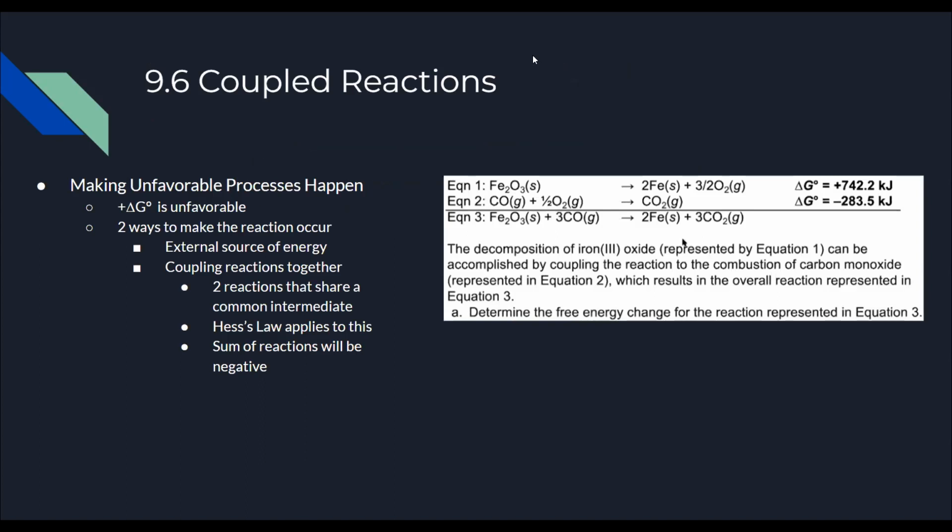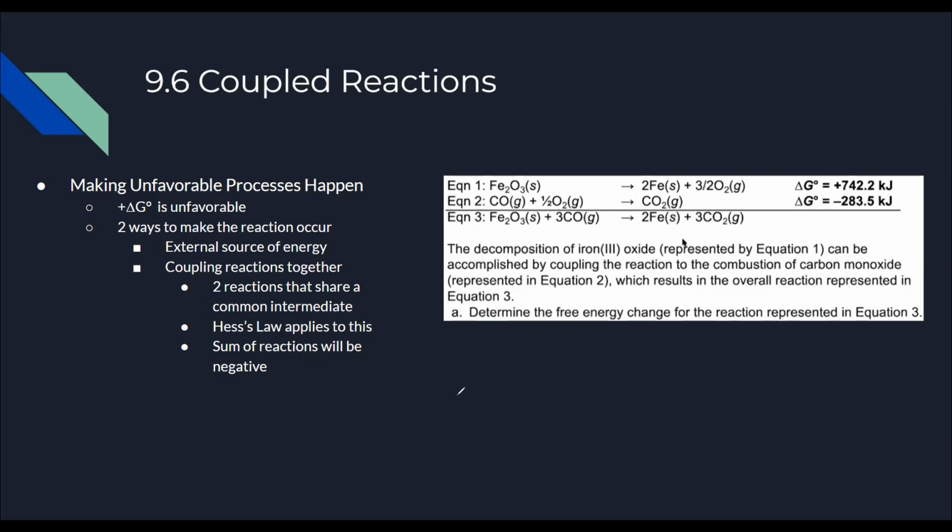9.6, coupled reactions. So making unfavorable processes happen. A positive delta G is unfavorable. And there are two ways to make an unfavorable reaction occur. You could either hook it up to an external source of energy, or you could couple reactions together. To do that, you have to have two reactions that share a common intermediate. You have to use Hess's law to do this, and the sum of the reactions will be negative.